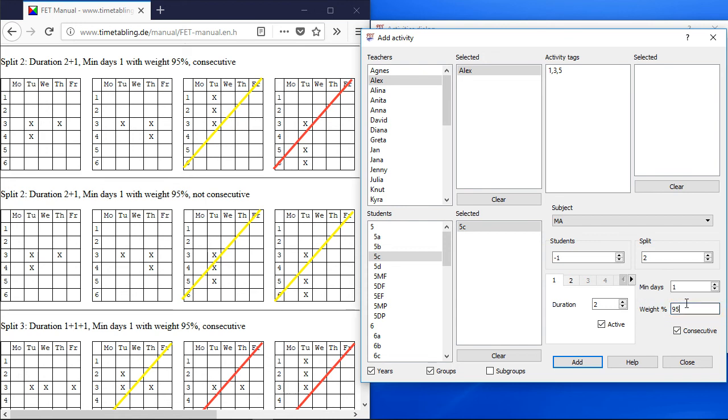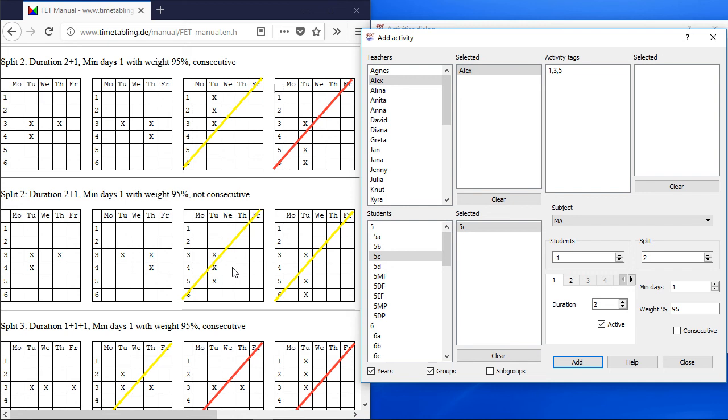With this example, non-consecutive activities on the same day are still not allowed and will never occur in the final table. If those activities are fine for your school, then you only need to uncheck the consecutive flag. Of course all other things will stay as just described.